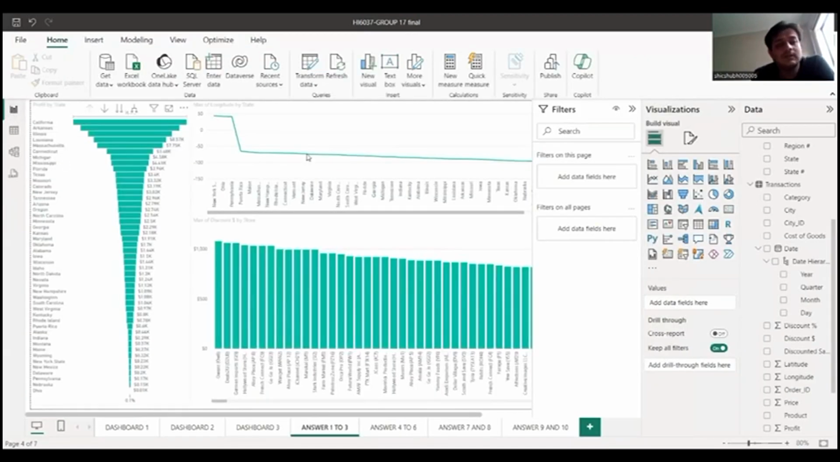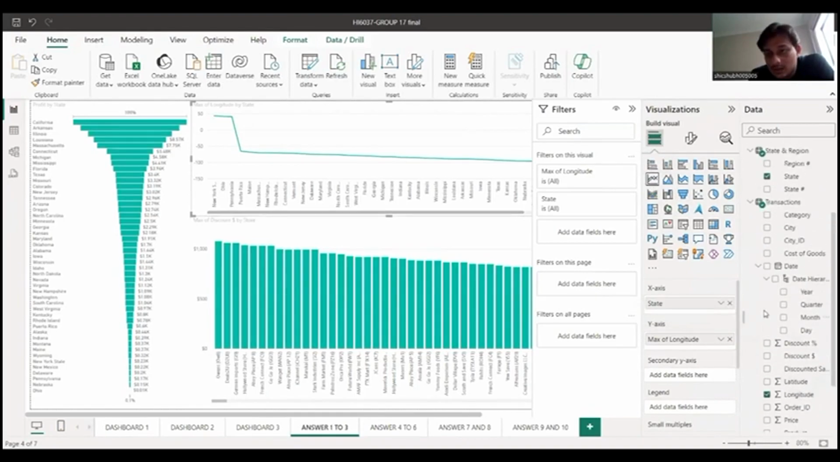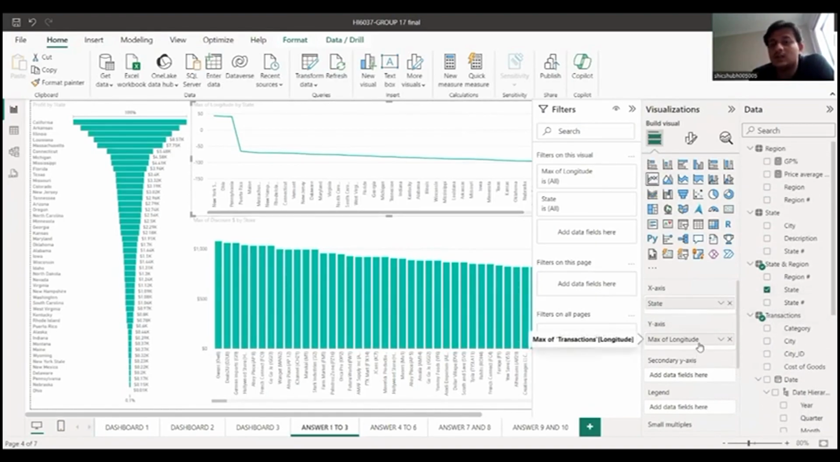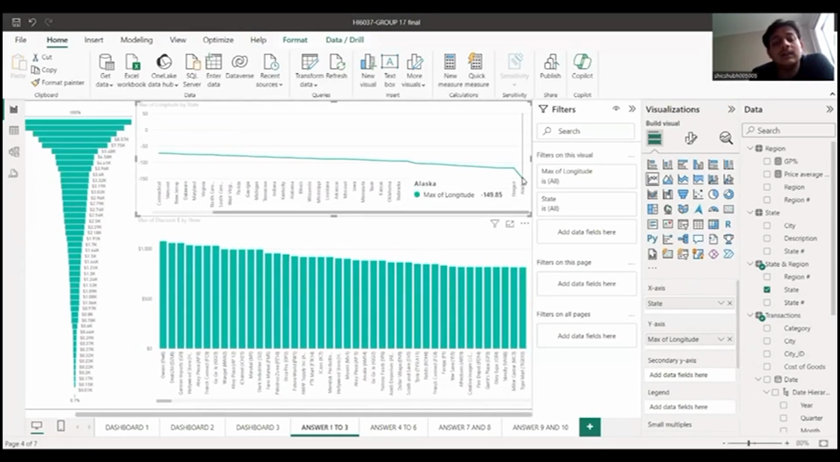Now I will start from question number one. Question number one is what is the maximum longitude? It belongs to which state? For that, I choose a line chart. I take longitude and state. In longitude, I take maximum longitude. So I found that Alaska has the maximum longitude value, which is minus 149.85. So why did I choose minus as a maximum? It is the maximum absolute value below the equator. That's why I choose Alaska as the maximum longitude value, which is 149.85.